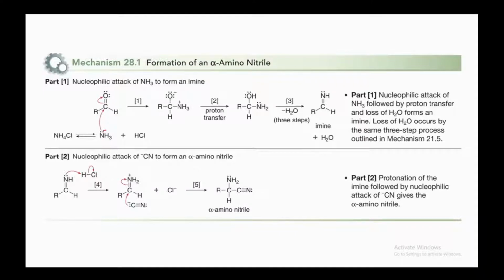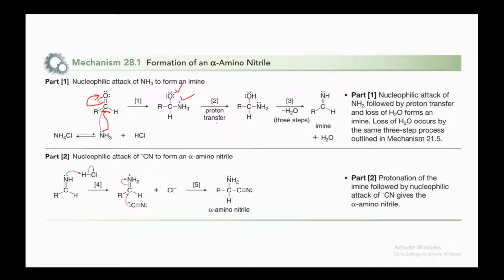The lone pair of ammonia attacks this carbonyl group, and the bond between carbon and oxygen shifts in favor of oxygen. As a result, oxygen gets the negative charge, and there is a bond between carbon and nitrogen. Nitrogen gets the positive charge because it has made 4 bonds, while oxygen has made just 1 bond, that's why it contains the negative charge.